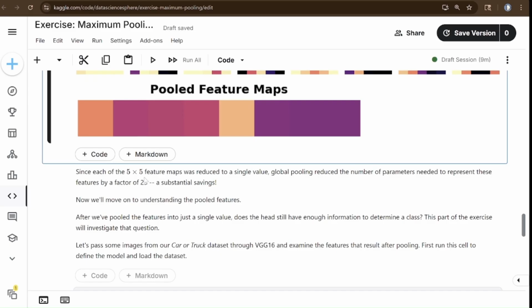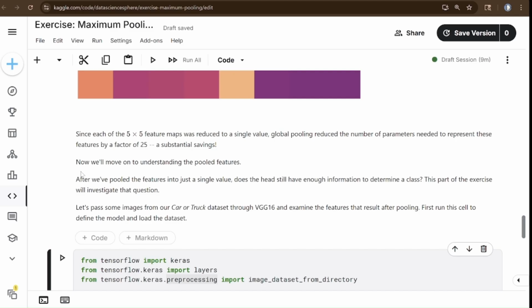Now, since each of the 5 by 5 feature maps was reduced to a single value, global pooling reduced the number of parameters needed to represent those features by a factor of 25. That's a substantial savings, but you are losing something also. So now we will move on to understanding the pooled features.